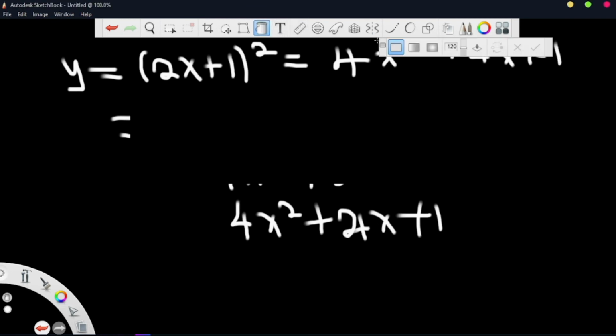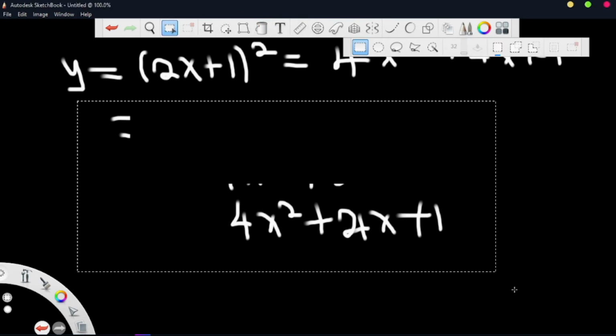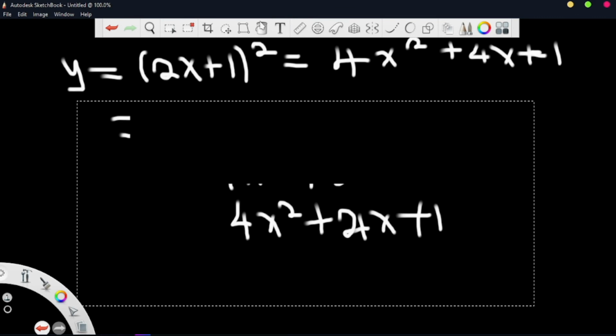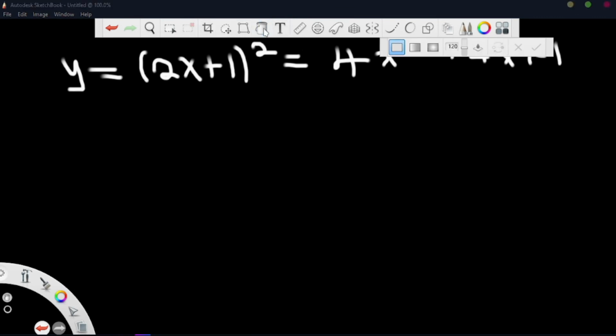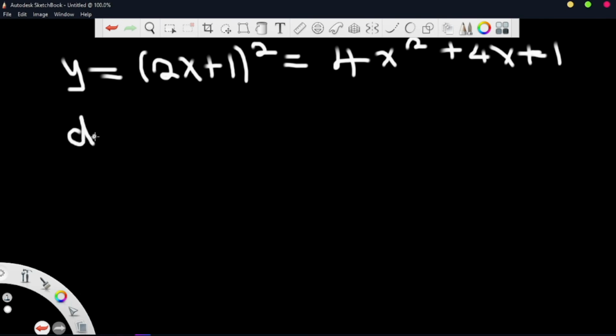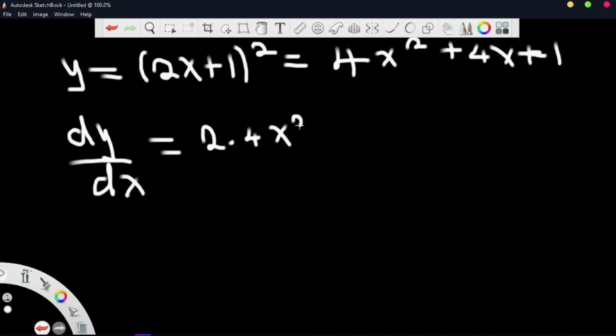Now that I have that expression, notice how easy it is for me to find the derivative of this quadratic. If I want to find the derivative, dy dx is simply going to be equal to the derivative of this. So my 2 will multiply by 4, so I'll have 2 times 4 x to the power 2 minus 1, plus the derivative of 4x, which is just 4. The derivative of a constant, 1, is just 0. Of any constant is just 0.